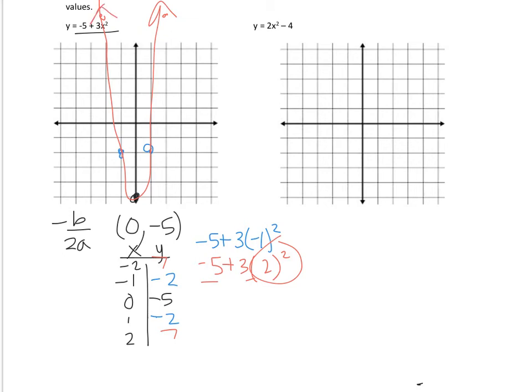My axis of symmetry is always an equation. So x equals 0 is my axis of symmetry. My y-intercept is (0, -5).